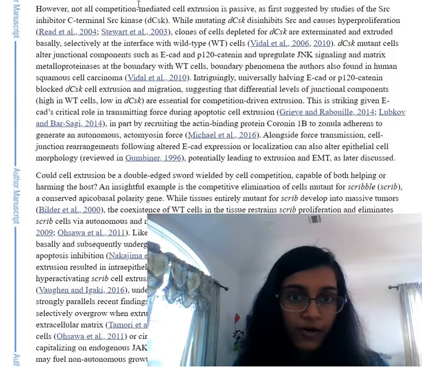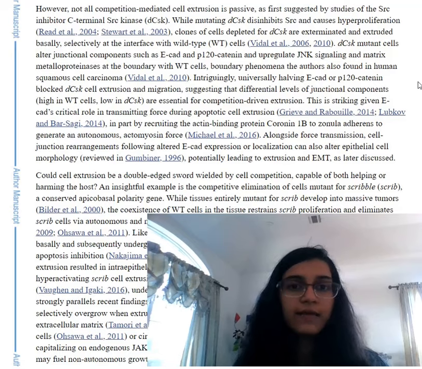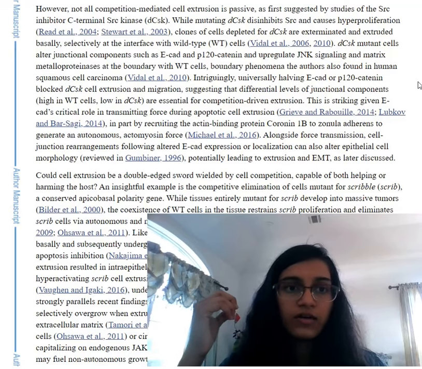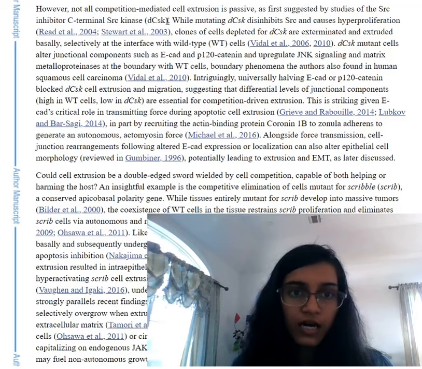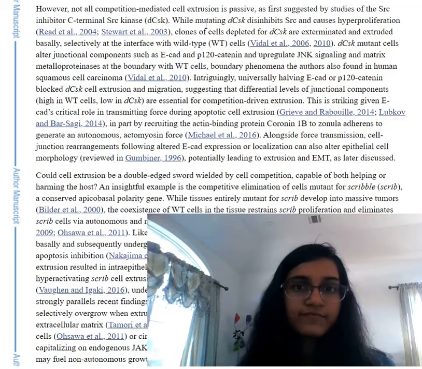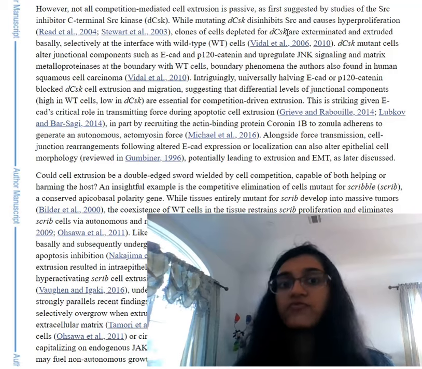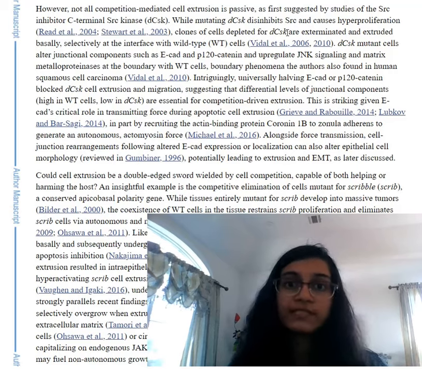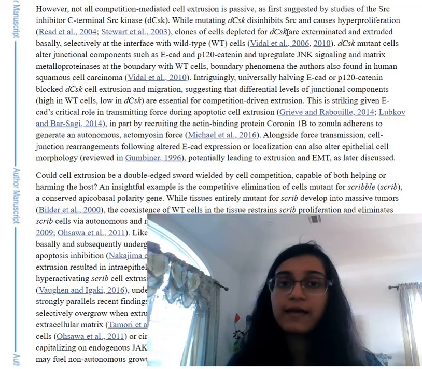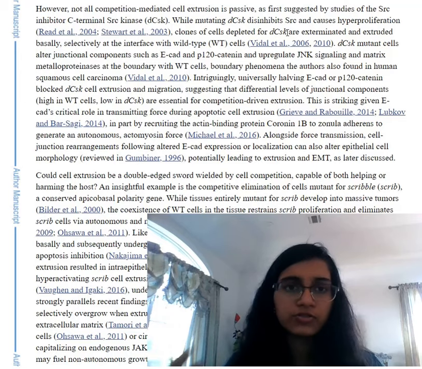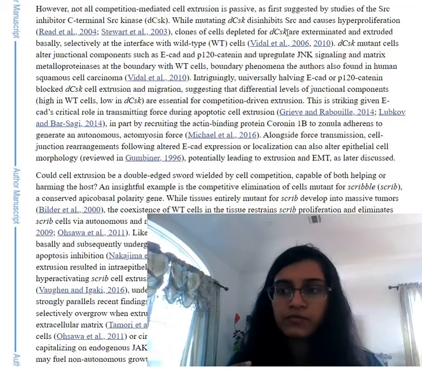In the second paragraph here, they're telling us something very similar, except this is with the SRC inhibitor, C-terminal SRC kinase, or DCSK. When clones of cells depleted for DCSK are present in the epithelium, then they are exterminated and extruded basally, again because they cannot compete with the wild-type cells, and because you don't really want them to be there, because then you'll have cells that aren't shaped the proper way.